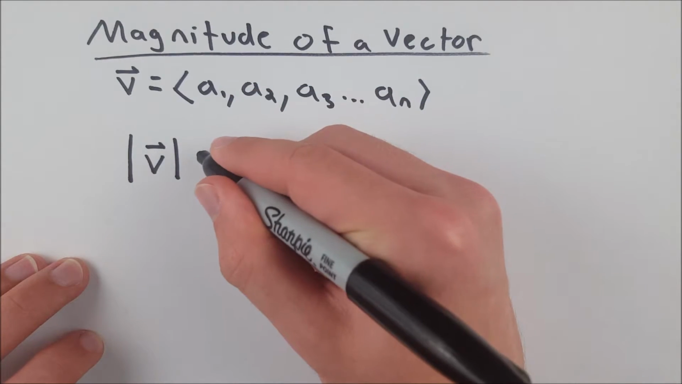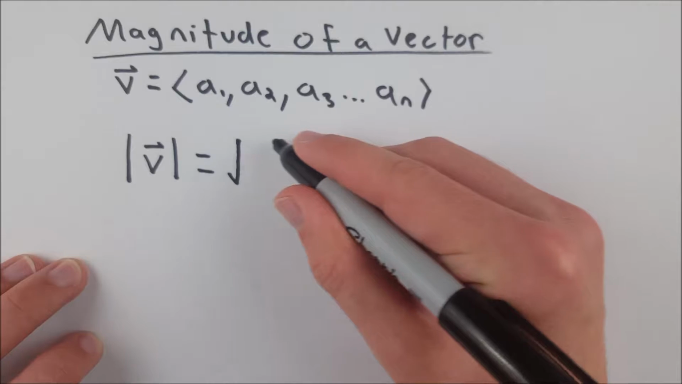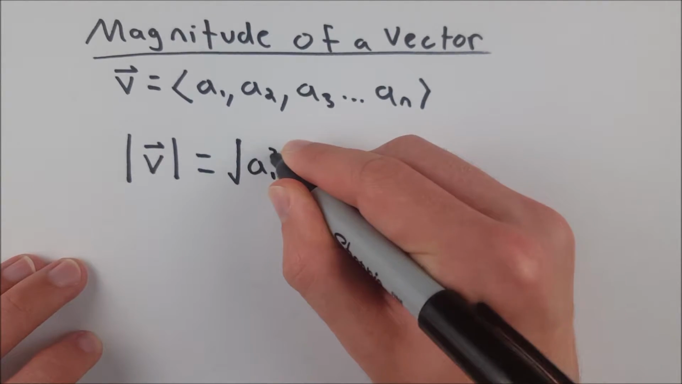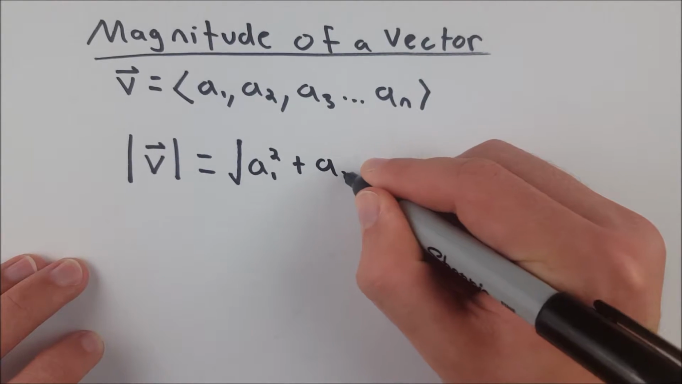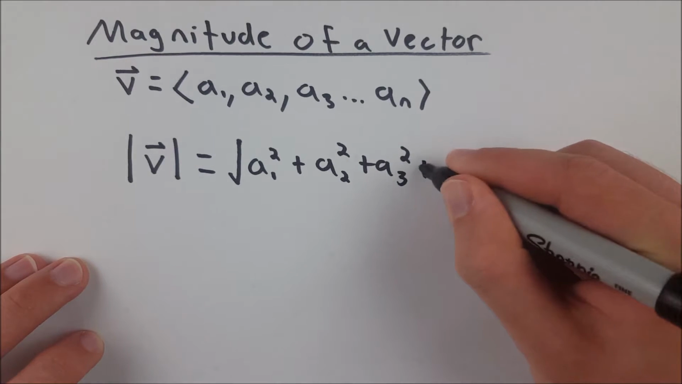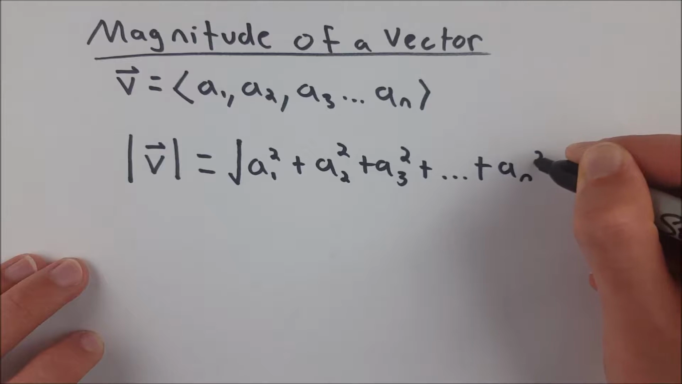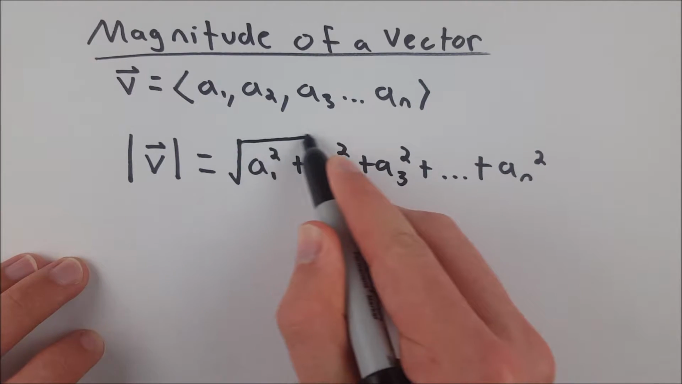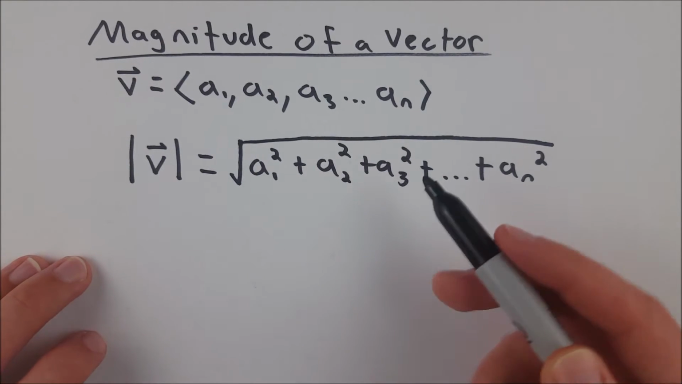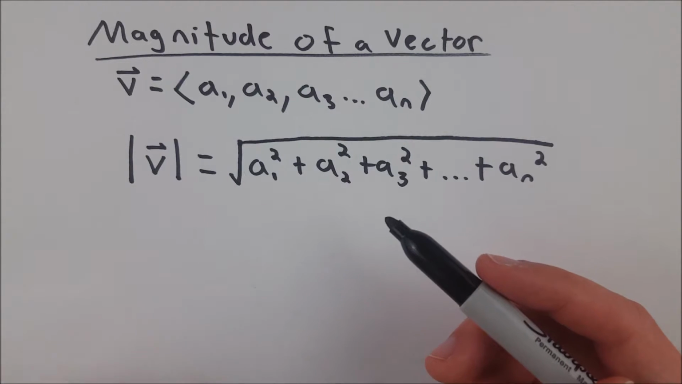So the magnitude of our vector v is equal to the square root, I'm going to extend the square root once I write out what's under it, a1 squared plus a2 squared plus a3 squared, and so on, all the way up to the square of the last component. Of course, if you're trying to find the magnitude of a vector, you're probably going to usually be working in 2 or 3 dimensions, but this is just the generic representation. It works for any dimension of vector.